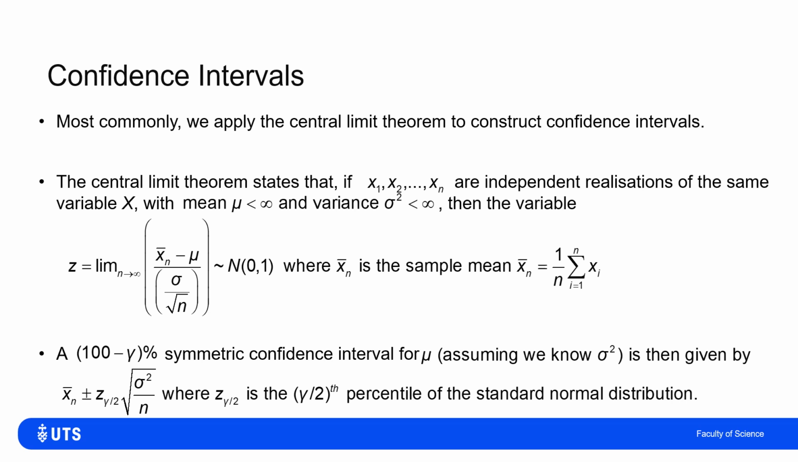That number may be familiar to you. So the symmetric confidence interval would be the sample mean plus or minus, in this case, 1.96 times the square root of my population variance sigma squared over the sample size n.